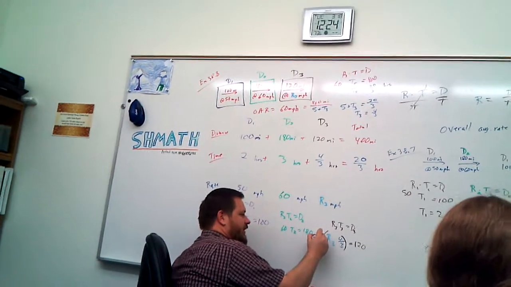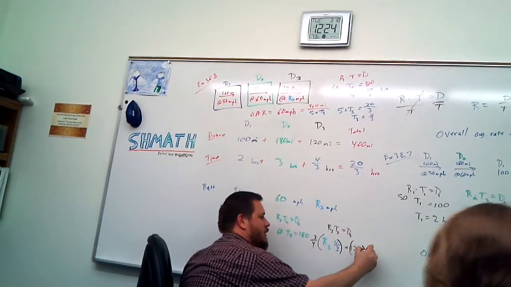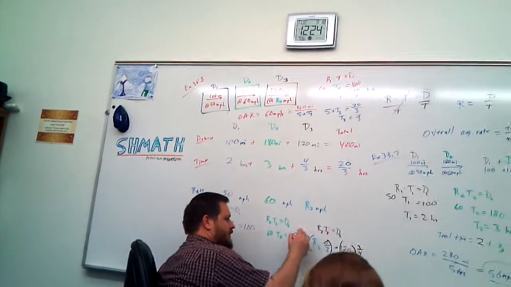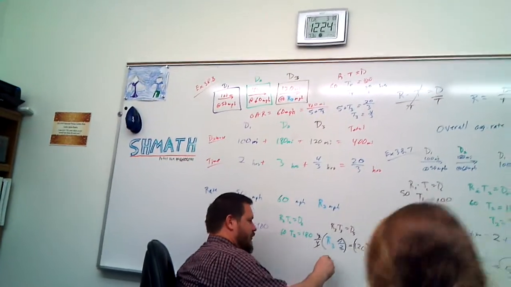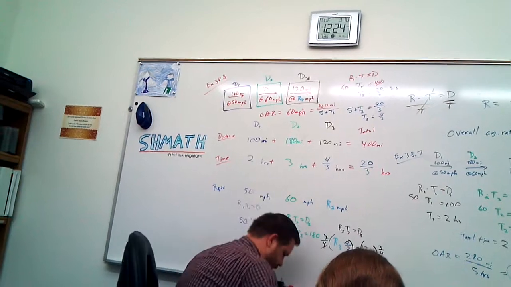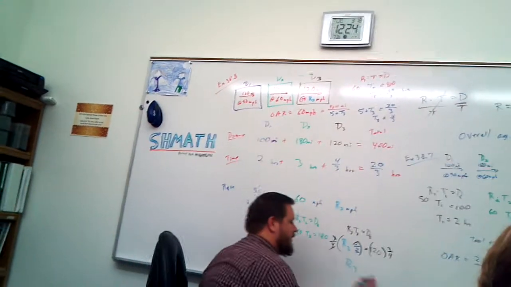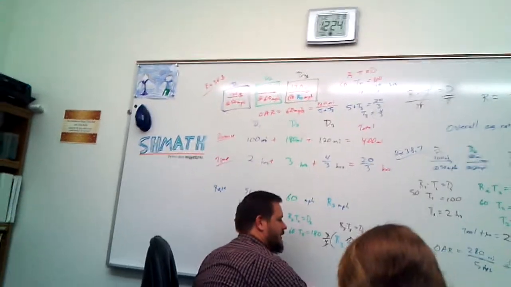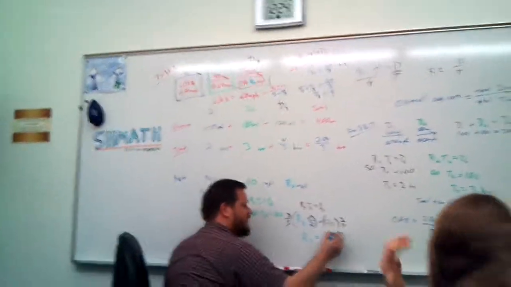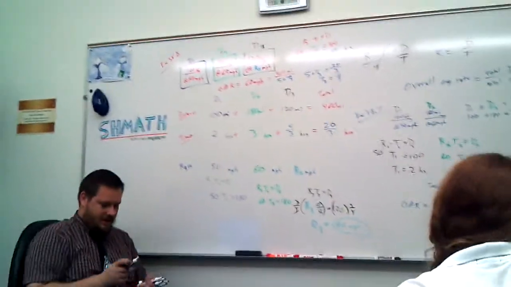If I multiply both sides by 3/4, then they cancel, and R3 equals 90 miles per hour, and that answers the question that was asked. Wow.